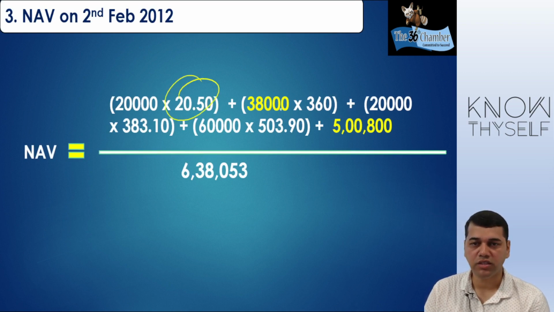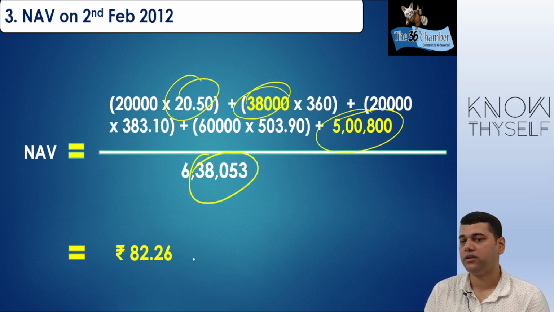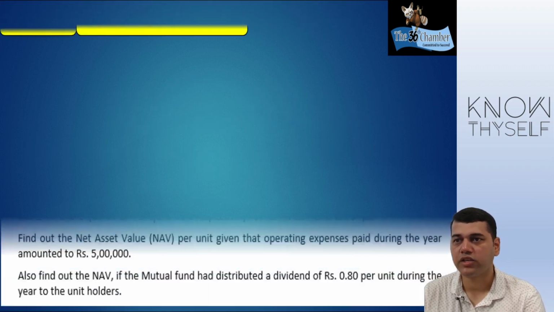Next, what is my 2nd February? These all values change, but here 38 lakhs and 5 lakhs will remain, and your closing balance is 6 lakhs 38,82.26. Done? Okay, so we'll move on to the next question.